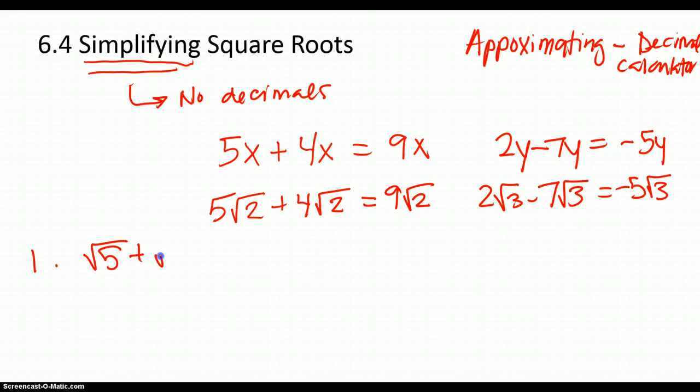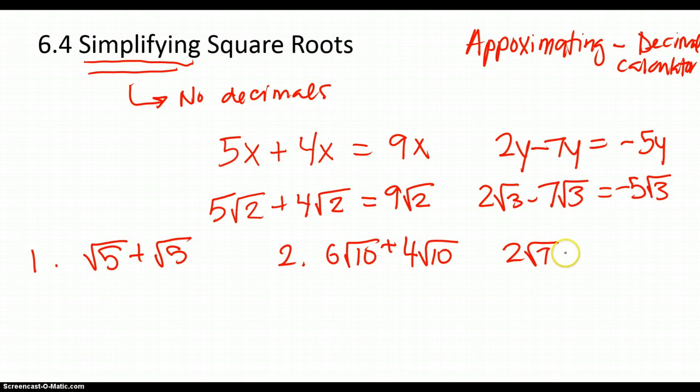Square root of 5 plus square root of 5. 6 square root of 10 plus 4 square root of 10. And 2 square root of 7 minus square root of 7. So pause quick, try these, and then come back to the answers.